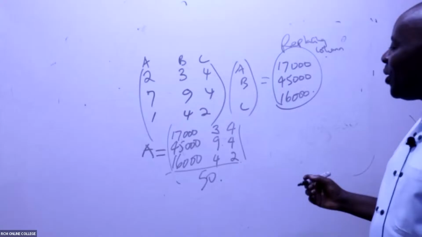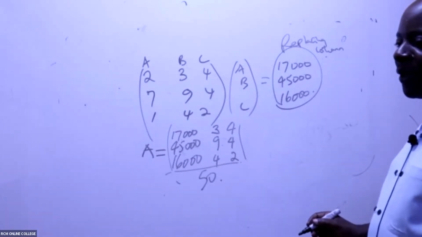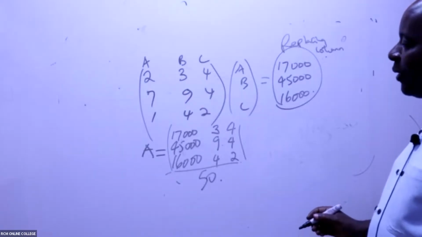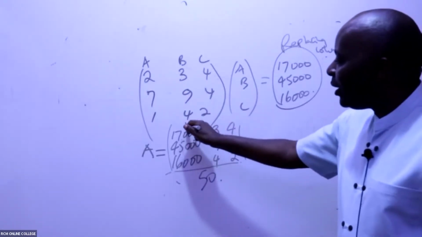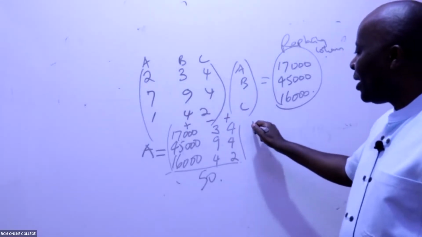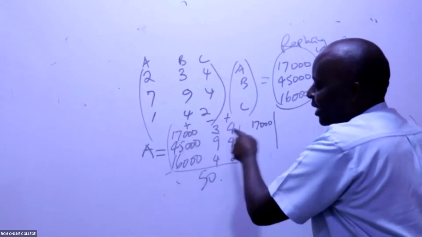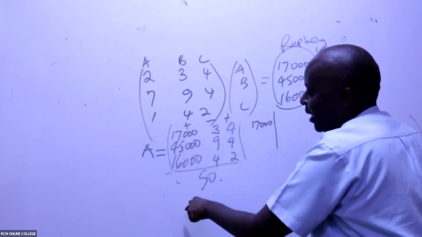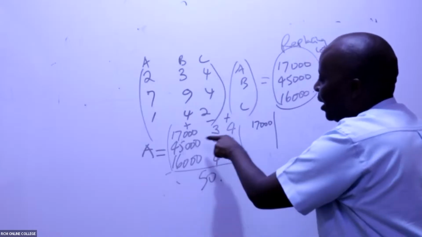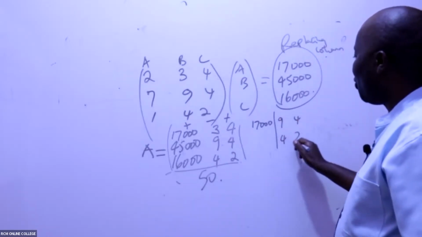If I'm the one doing this, I will get this very, very fast. Not even a minute will pass. Because I remember, these are 3 by 3, so plus, minus, plus. So this will be 17,000. Then we are doing our abracadabra. We are hiding that 17,000. Hide and seek. So if I hide and seek, inside here we'll have 9, 4, 4, 2, like that.